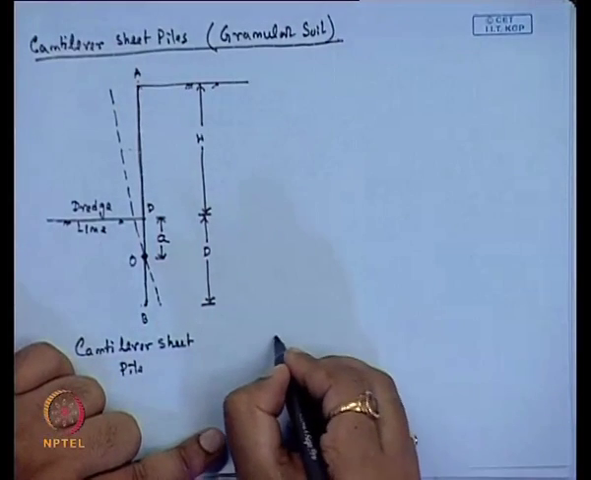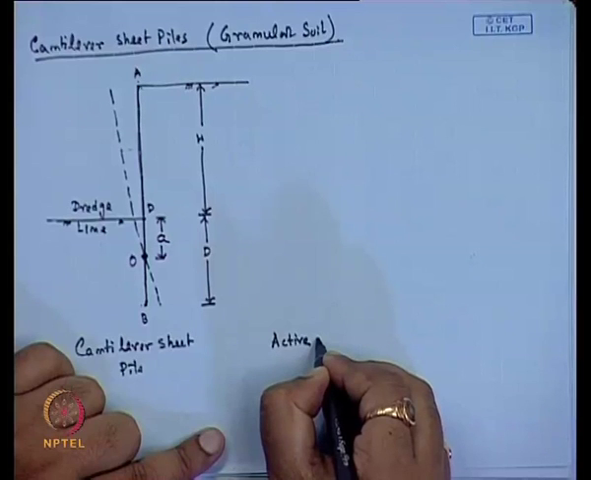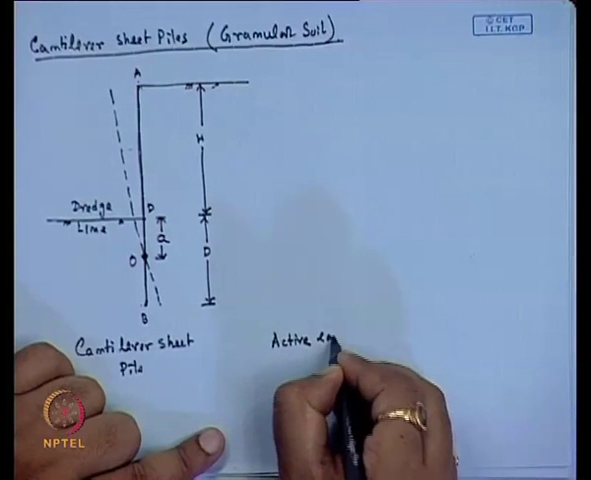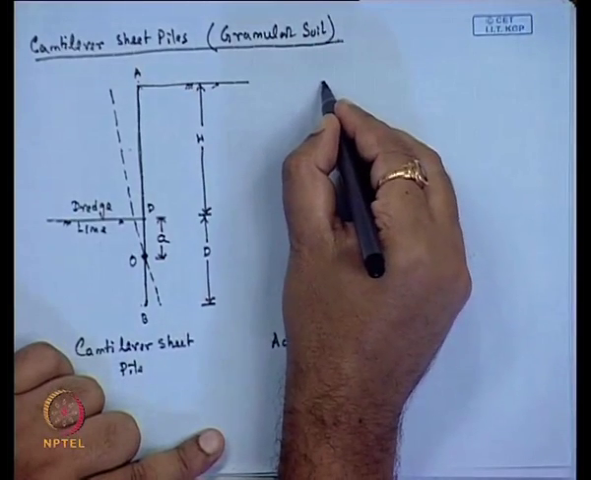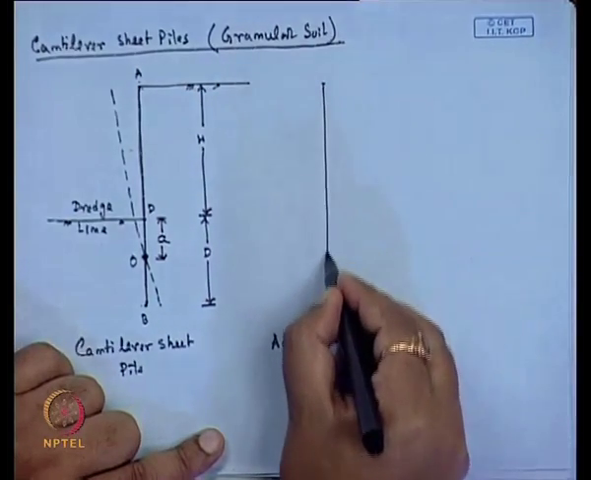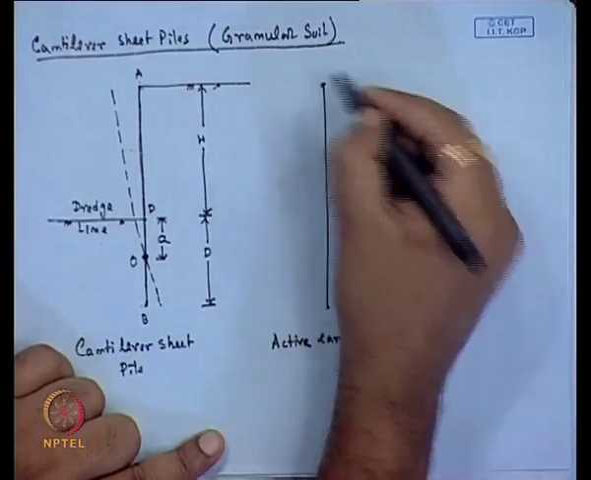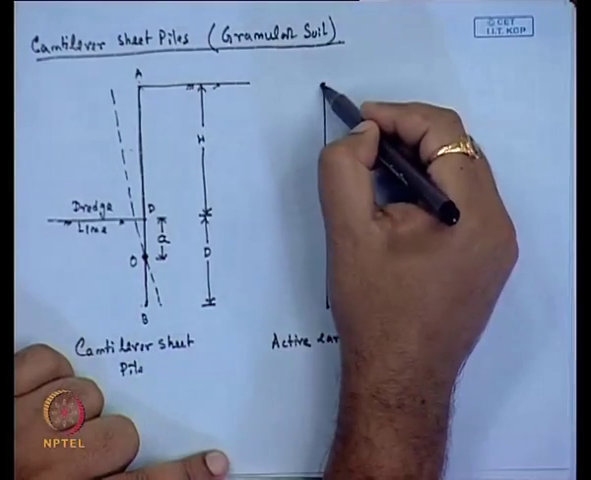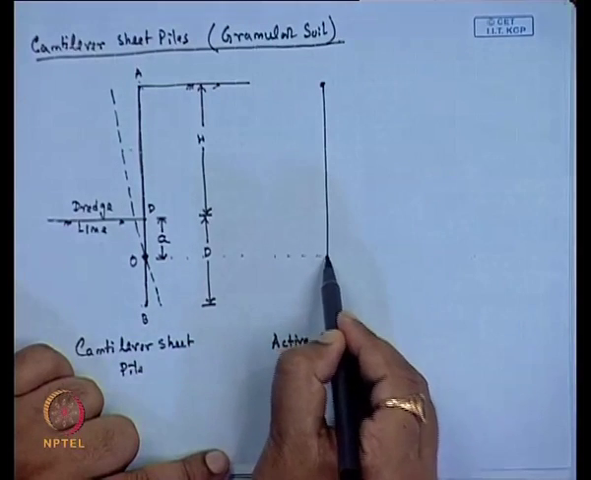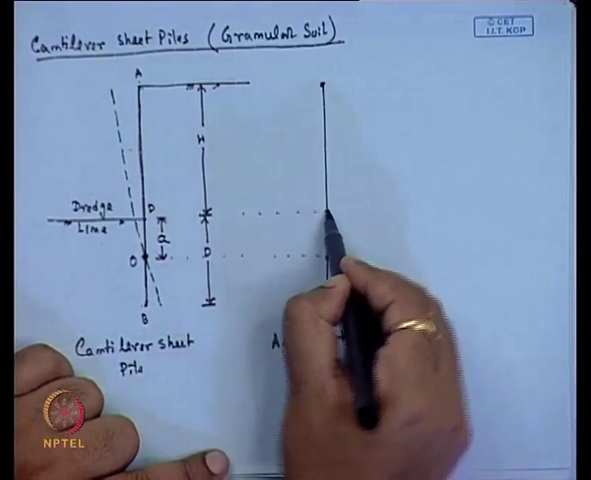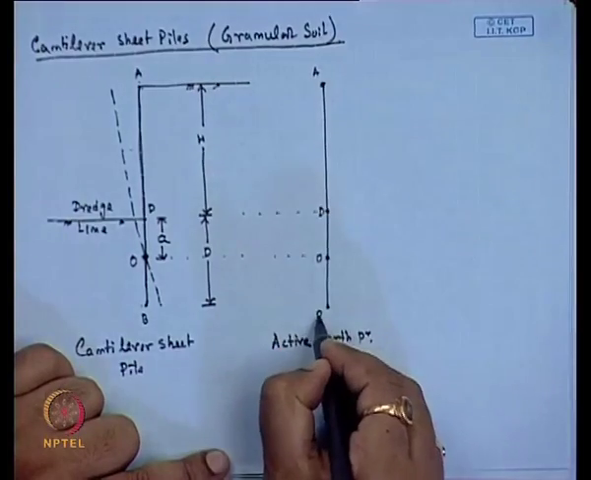And this is if I draw the active pressure diagram. So, this is the retaining wall. So, as I have mentioned, this is the sheet pile wall. As I have mentioned that from A to O, so this is O, this point is D, O, A, this is base B.